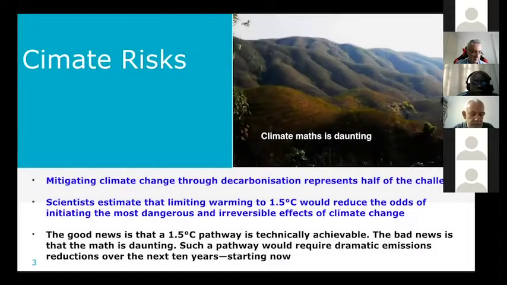Then coming to the climate maths, it is really daunting. One has to look into decarbonization, from the mitigation point of view. And scientists have already brought in different estimations for the carbon budget, which limiting the warming to 1.5 degrees would reduce the most dangerous and irreversible effects of climate change. The good news is that the 1.5 pathway is technically achievable, but the pathway requires dramatic emission reduction over the next 10 years starting from now.